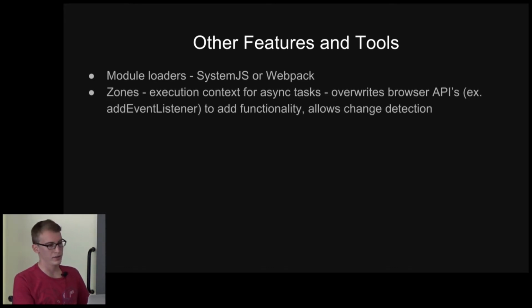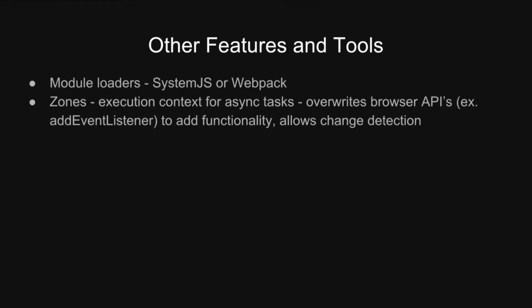We have this idea of zones. We won't get too far into this, but they're basically overriding certain browser APIs, like addEventListener, and then using that to allow change detection. You won't have to know a whole lot about zones to get started, but if you do end up getting deeper into this, it's something you'll need to know. You have Augury, which is a debugging tool. It's a Chrome extension, and what Augury is going to do for you is let you see your whole tree of components and how your components are interacting.